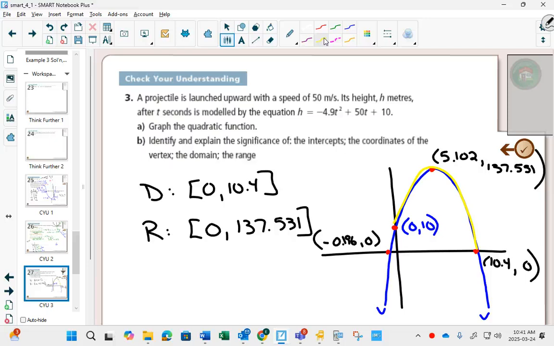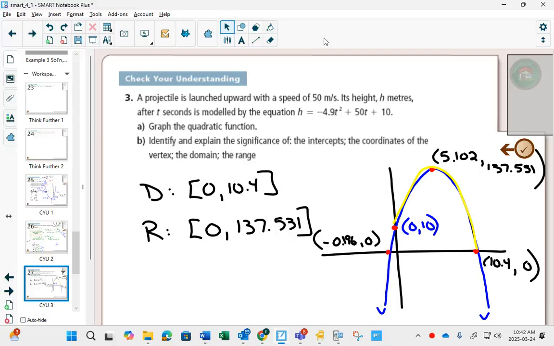Because it doesn't go into the ground and keep burrowing. It just hits the ground. And then after that, the graph doesn't make sense. So our vertex is the highest it ever gets. The one x-intercept tells us when it hits the ground. The other x-intercept doesn't make sense whatsoever, because that's negative time.